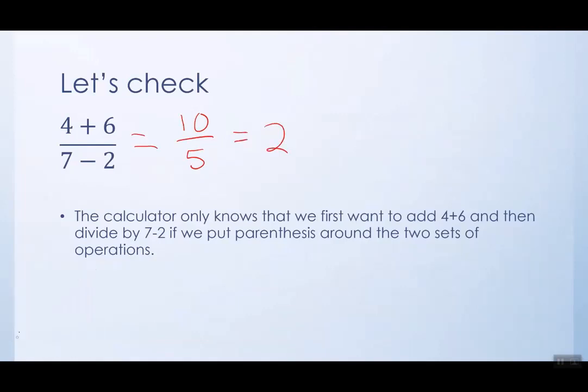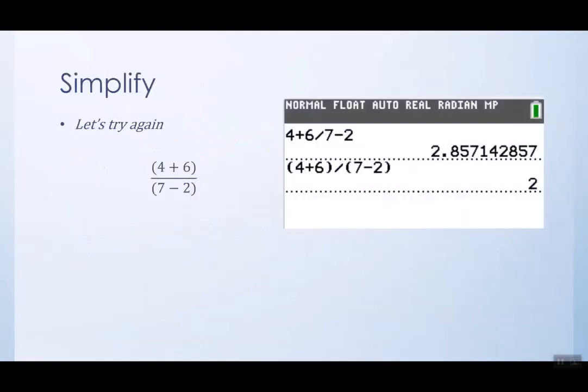So what happened? We have this difference between what the calculator told us and what we can see is really the answer. But the calculator only knows that we first wanted to add 4 plus 6 and then divide by 7 minus 2 if we put parentheses around the two sets of operations. So let's try it again. I want you to grab your calculator one more time, and I want you to put parentheses 4 plus 6, close parentheses, and then divide by parentheses 7 minus 2, close the parentheses. This time you should get 2.